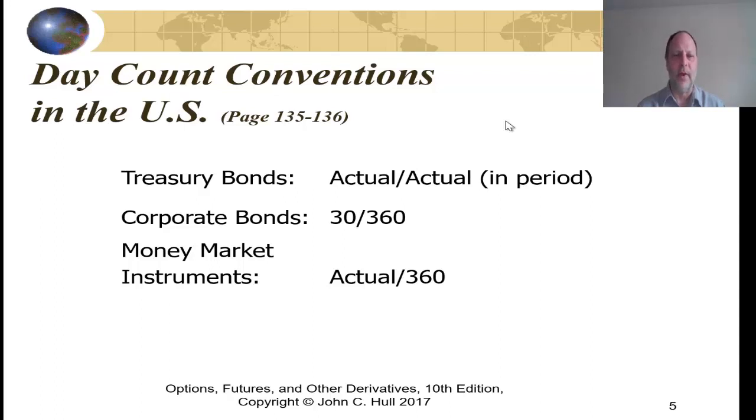Corporate bonds, on the other hand, assume a 360-day old-style lunar year, with each month having 30 days, including February. Money market instruments use the actual number of days on the top, but only 360 on the bottom. So you have 365 out of 360 days in non-leap years.